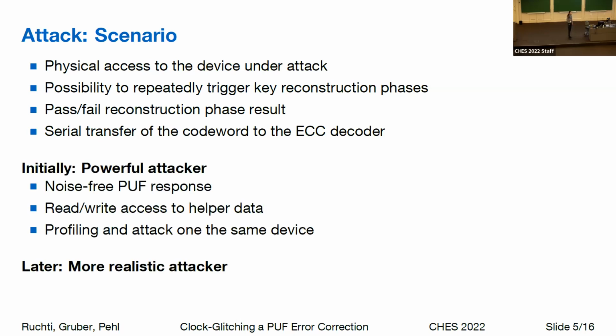Initially, we are assuming a very powerful attacker. That attacker can operate the device at its optimal operation point, so have an essentially noise-free PUF response. That attacker can read and write the helper data. That is also a usual assumption, because in a PUF key store scenario, you don't have secure non-volatile memory, so the helper data is often considered public. And then we also do profiling and attack on the same device. Later, we will see that the attack still works in a much more limited scenario as well.